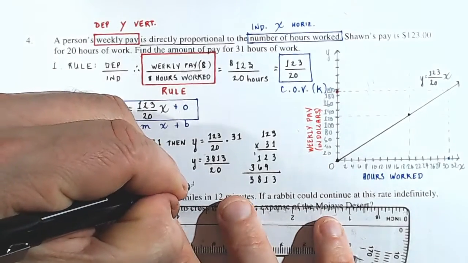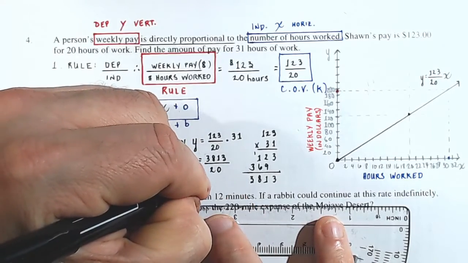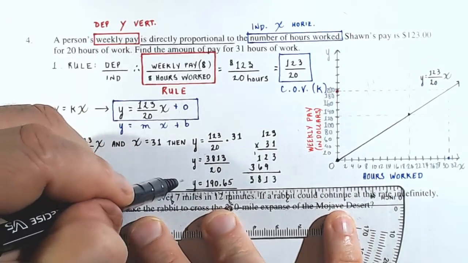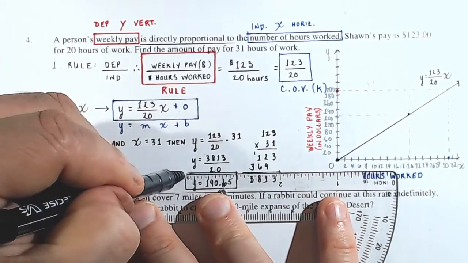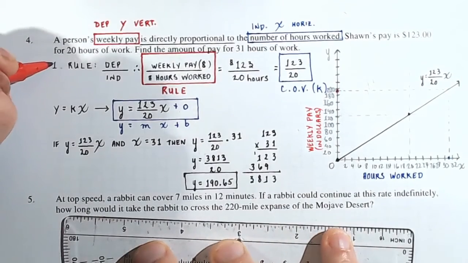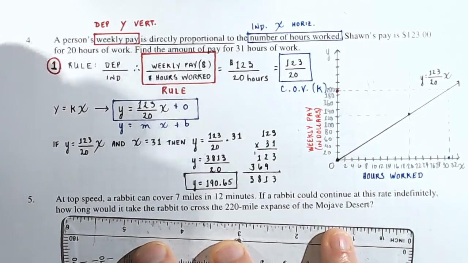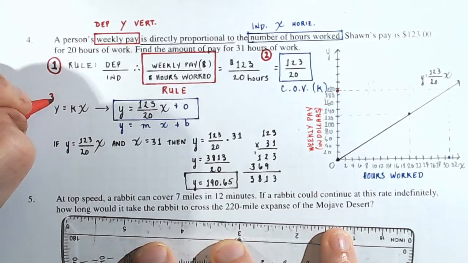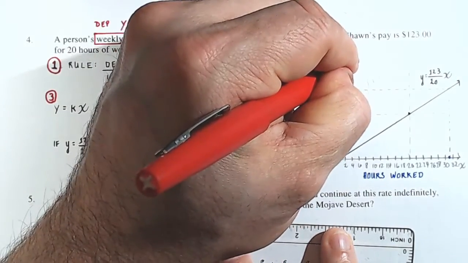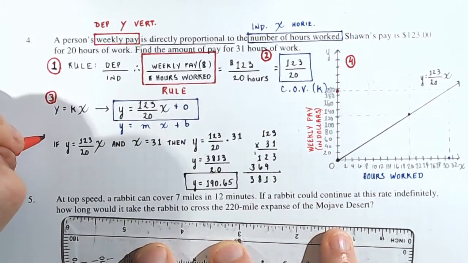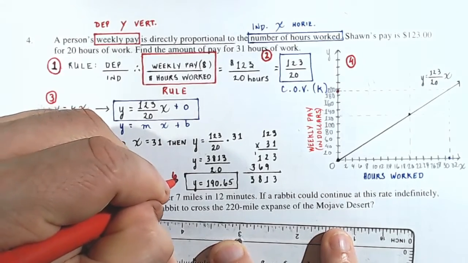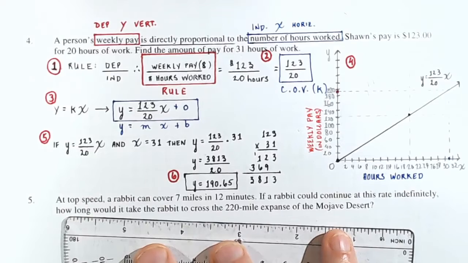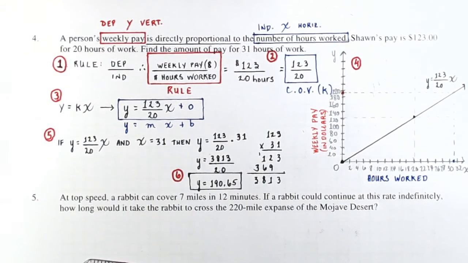So y equals 190.65, right? And that goes in a box because this is the answer to the question. So I started numbering things over here. This first part was the rule. The second part was the constant of variation. The third part was the equation. The fourth part was the graph. The fifth part was the work. And the sixth part was the answer. Is the answer correct? So remember, this would be 2 points, 2 points, 2 points, 2 points, 5 points, and 2 points, a total of 15 points. And this is a complete solution to number 4.